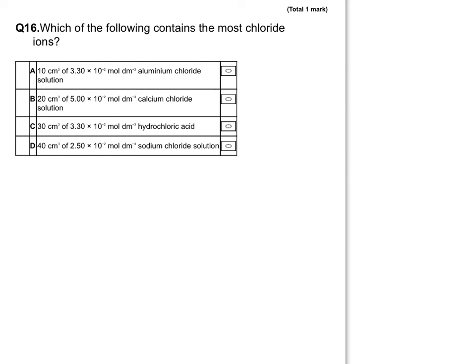Which of the following contains the most chloride ions? So we're going to have to do the same calculation for each one of these. So it's going to be a volume times conc divided by 1,000 to work out the moles of each substance. So for aluminium chloride, if you do that concentration, you end up with 0.00033. Again, standard form may have been better there, but not to worry.